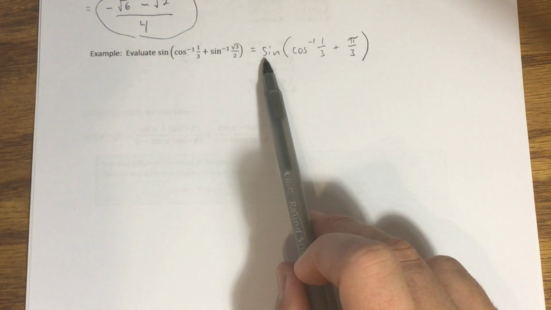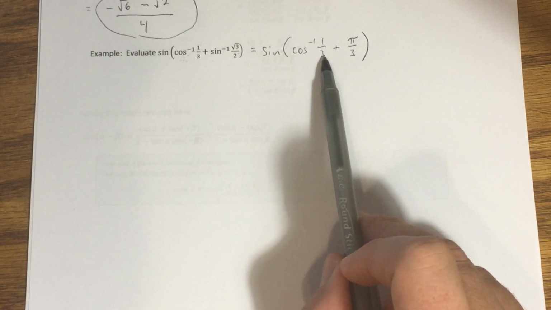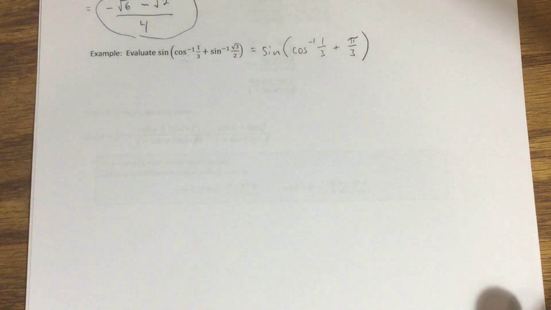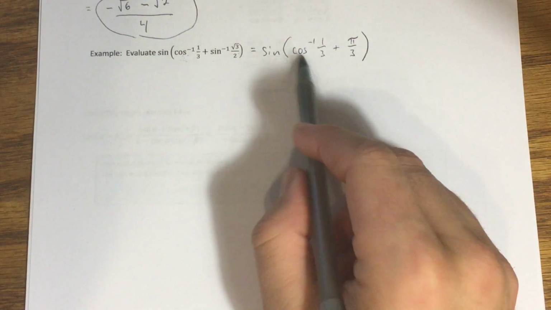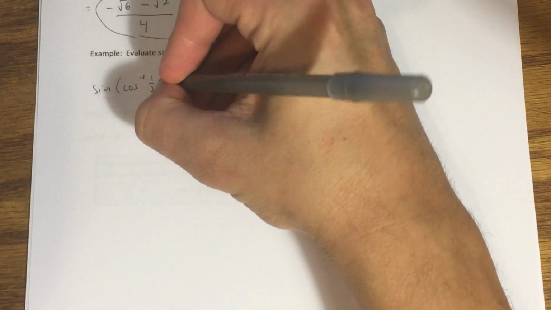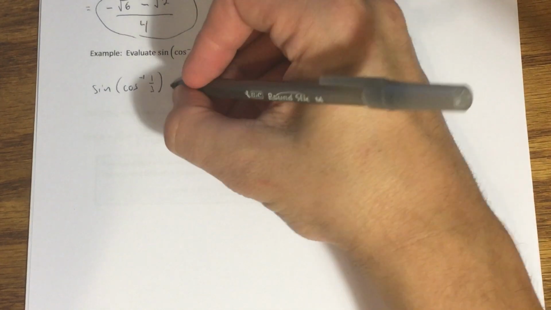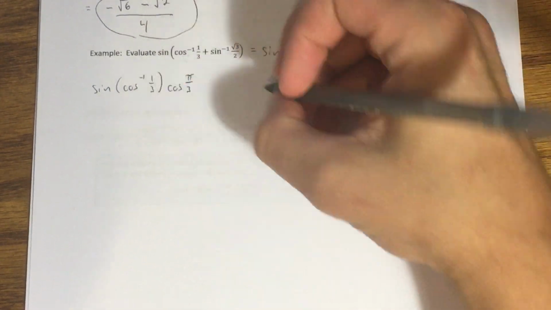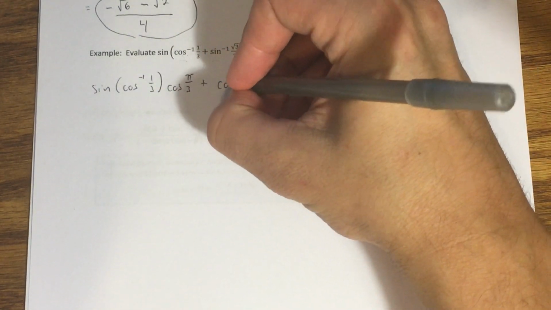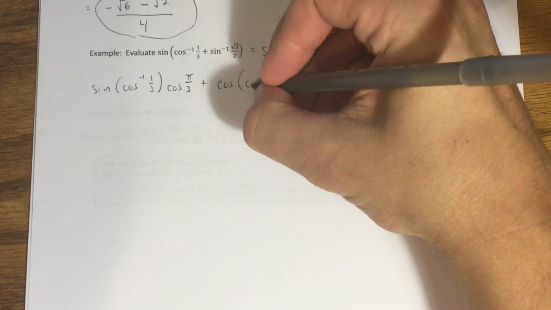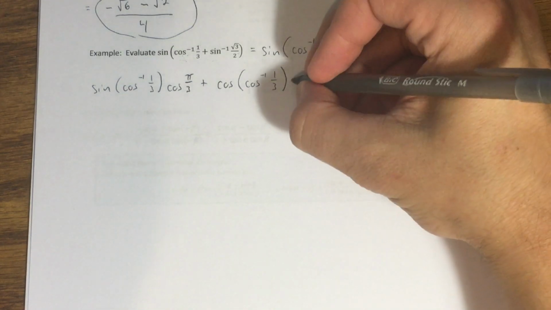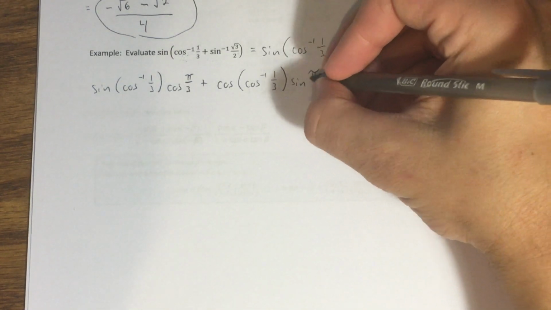But the next thing I want to do is recognize that I have a sine of a sum of two angles. And that's something that I can use my sum identity on. So what would that look like? Sine of the first angle, sine of cosine inverse of 1/3, times cosine of the other angle, cosine of pi over 3. Because I have a plus here, I'll have a plus here. Cosine of the first angle, cosine inverse of 1/3, times sine of the second angle, pi over 3.